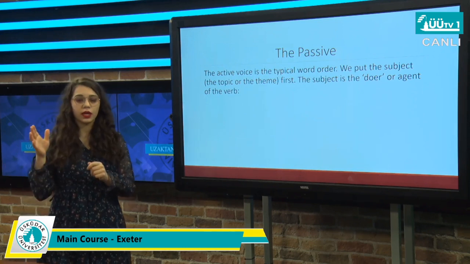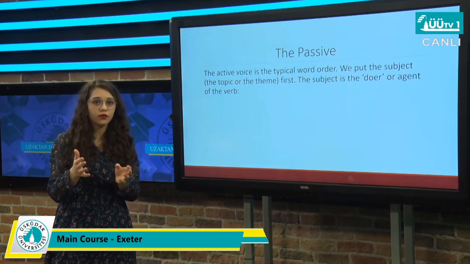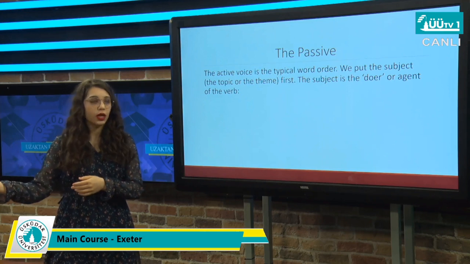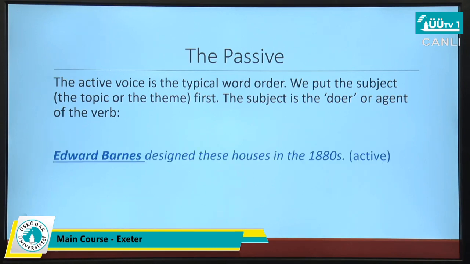So we already know that in English language we always have to use the subject first, verb, and object. So the active voice is that one. The subject is the doer, the agent, the person who does the action. So, for example, in the sentence, Edward Barnes designed these houses in 1880s, Edward Barnes is the doer of this sentence. This is an active voice.